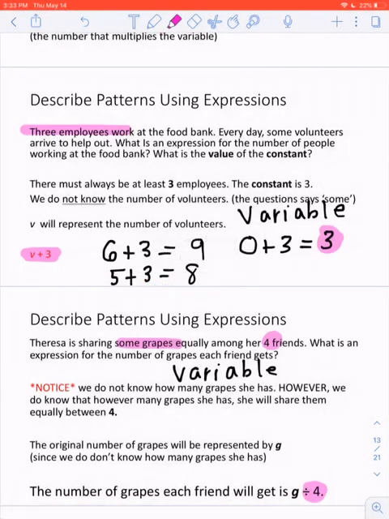Let's say, for example, that she has 20 grapes. So G is grapes. If she has 20 grapes, I'm just substituting 20 for G. Divided by 4, each friend is going to get 5 grapes. Let's say she has 24 grapes. Divided by 4, each friend's going to get 6 grapes. All that you need to do when it asks you to write an expression is this part that you see right here.